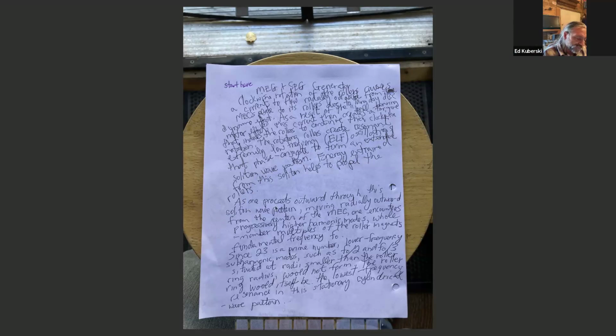So this is really important. They're creating resonant, extremely low frequency or ELF oscillations that phase conjugate to form an extended soliton wave pattern. I talked about how it's a radial soliton wave pattern. So we can carry on.